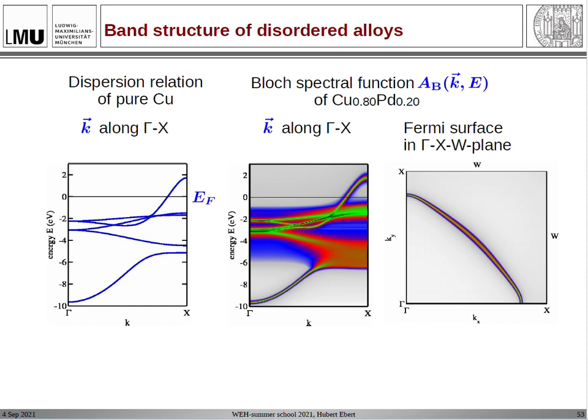Normally for copper, you would just get an arc. But here you get something blurred out. And again, you see that smearing out of this function. And that simply means, in other words, the K vector, that obviously is a good quantum number for an ordered state, is no more a good quantum number for the disordered states.